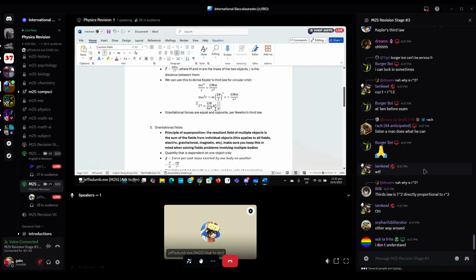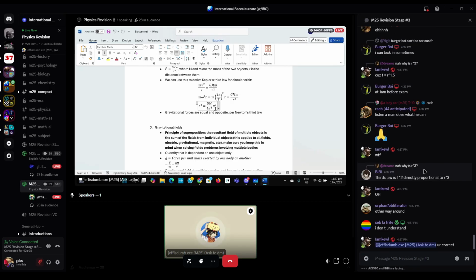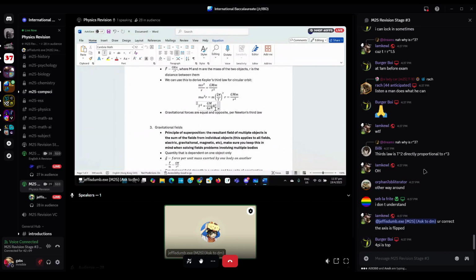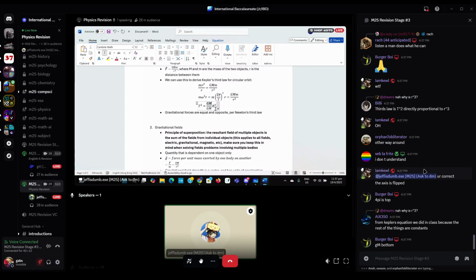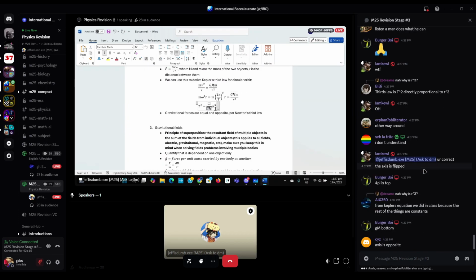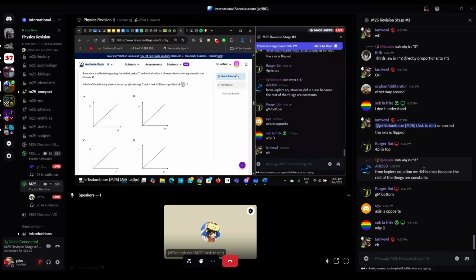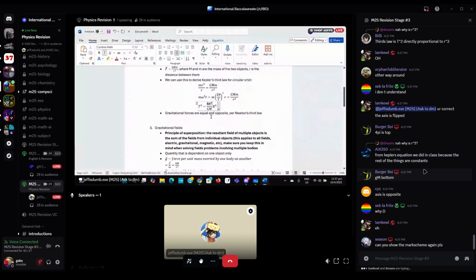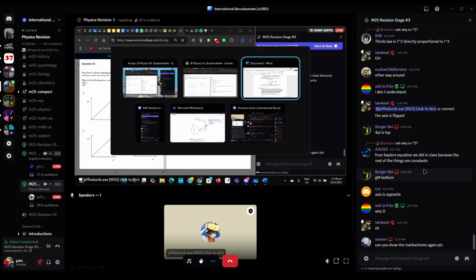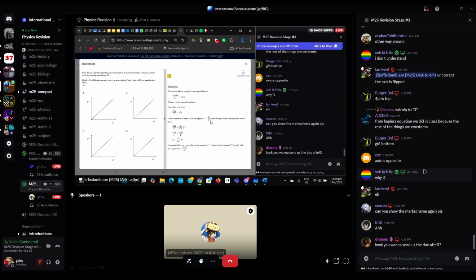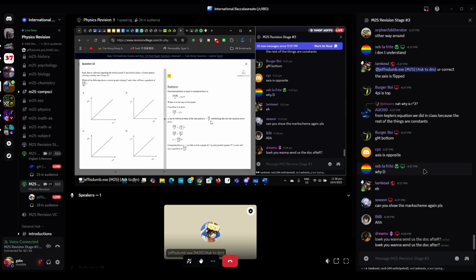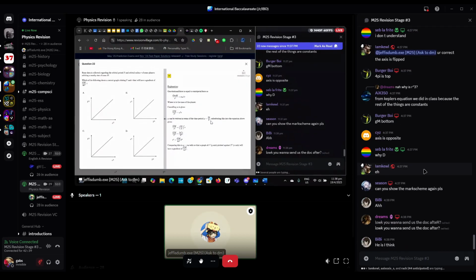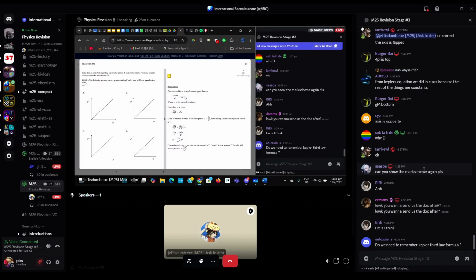I probably made a typo here. I'm very sorry. I mixed up the denominator. So here's the explanation. You're essentially equating the centripetal force to the gravitational force, then doing some algebra, and you get this equation.